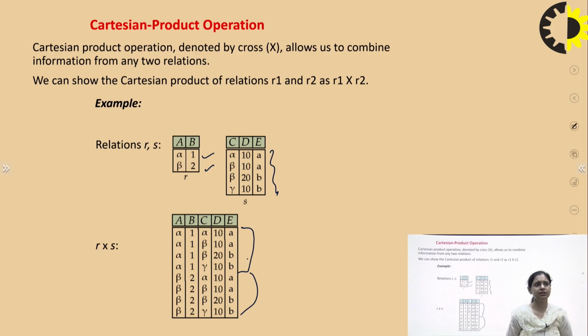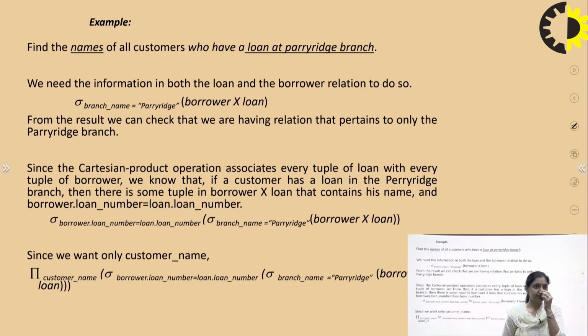and hence this would be the Cartesian result. The question is, we need to find out the names of all the customers who have a loan at Perryridge branch. Having the loan at Perryridge branch is a condition. So, we'll use the branch name as Perryridge. Now, why do we need it as a Cartesian product?